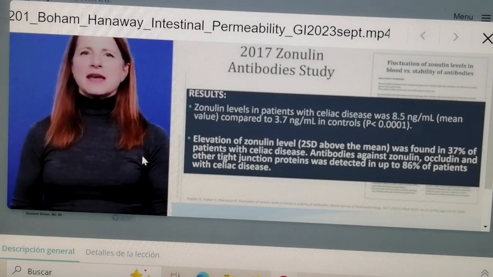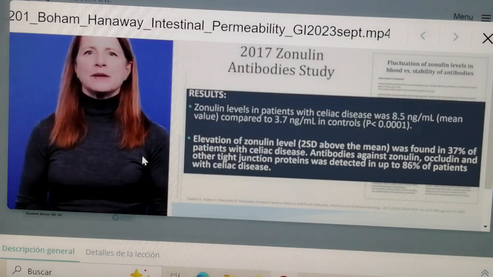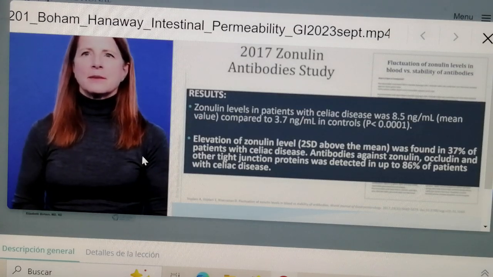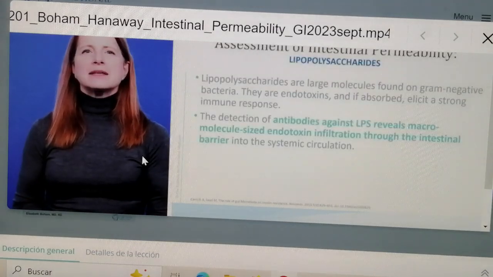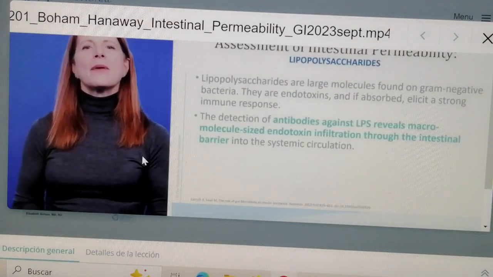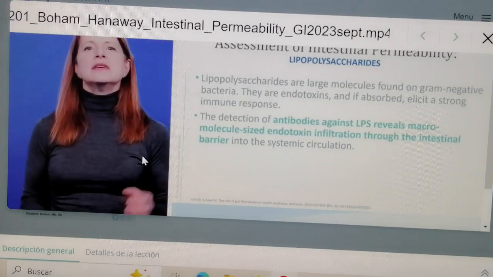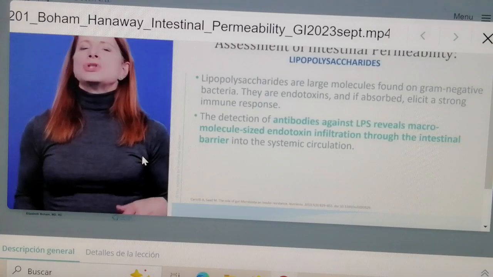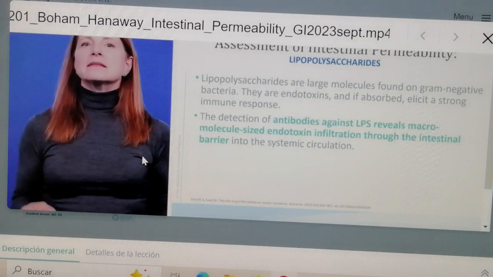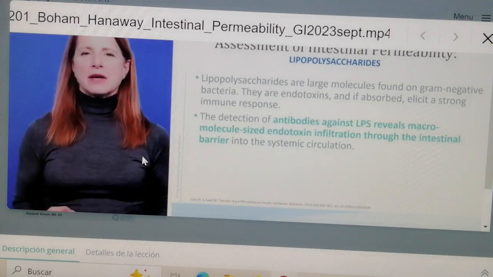We do know that these antibodies have been found to be high in people with celiac disease, for example. The other thing that is often checked for is antibodies against lipopolysaccharides. Lipopolysaccharides come from these abnormal gram-negative bacteria in the gut. So when you see antibodies against lipopolysaccharides, it tells you two things.